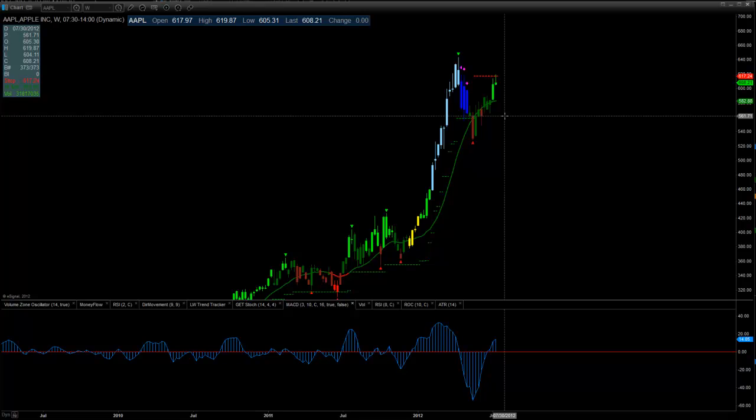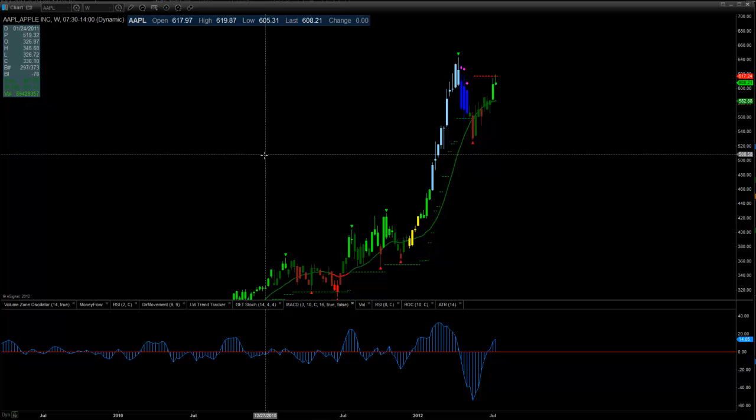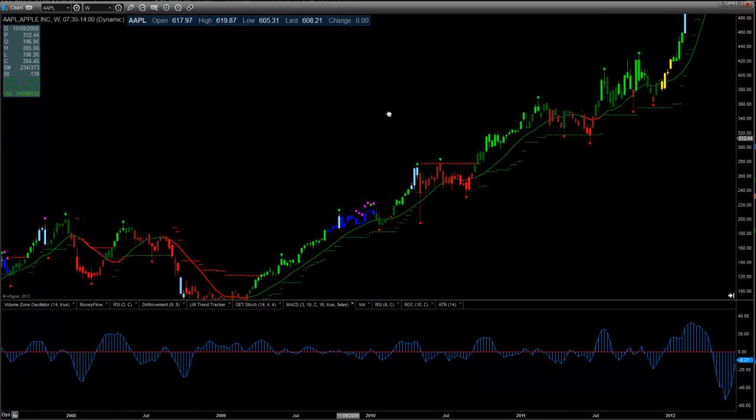Apple. I'm just going to go through my current view of Apple and put it out there. So let's start with the big picture weekly view. Here's a weekly chart of Apple. And if you go back in time, it's been a heck of a stock.